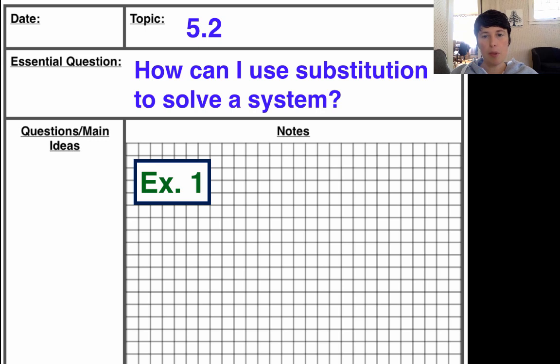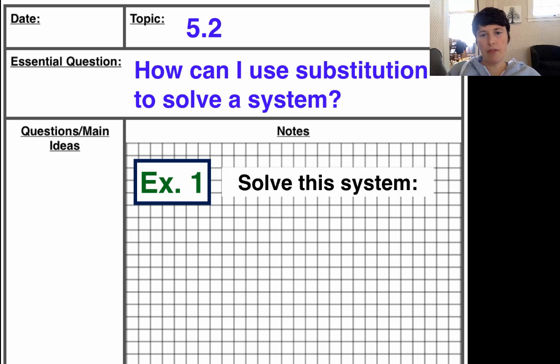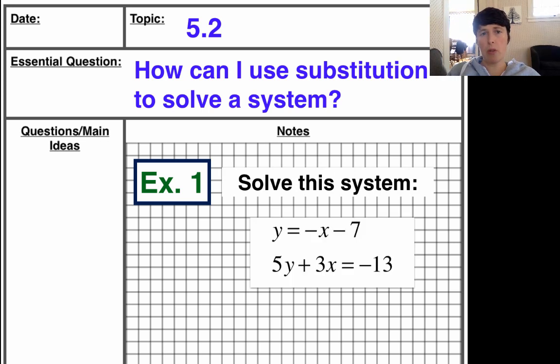Let's look at some examples. We're going to try a problem here. So first problem, example 1, is going to look like this. We're going to solve this system. We want to know where these two lines cross on a graph. The first line is y equals negative x minus 7. And the second line is 5y plus 3x equals negative 13.